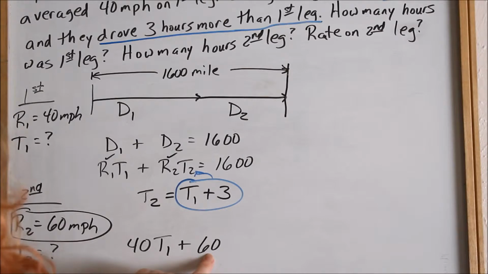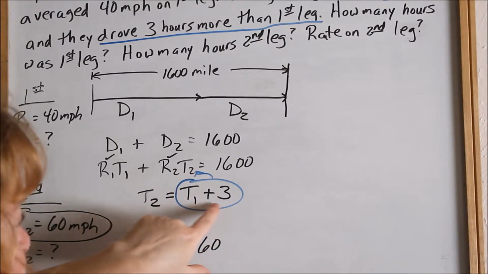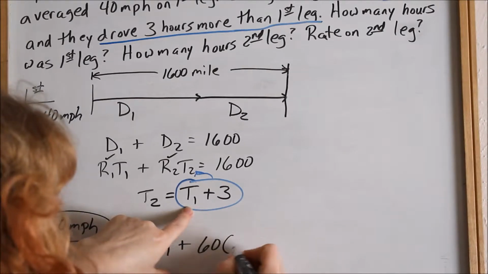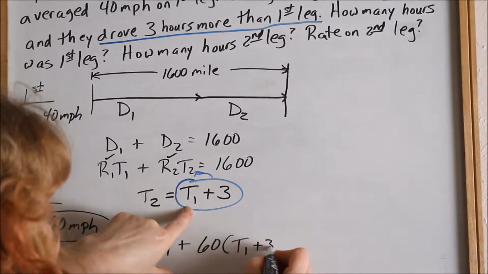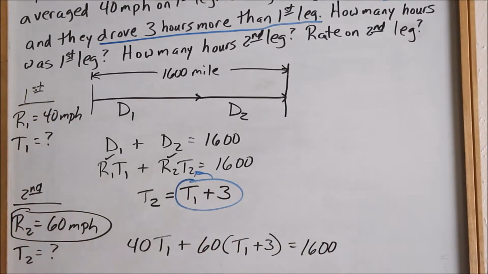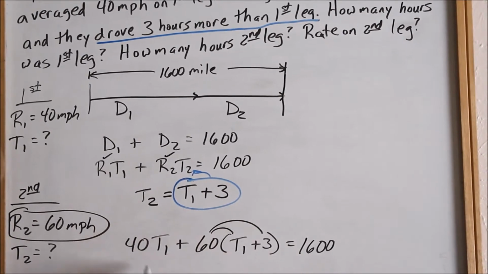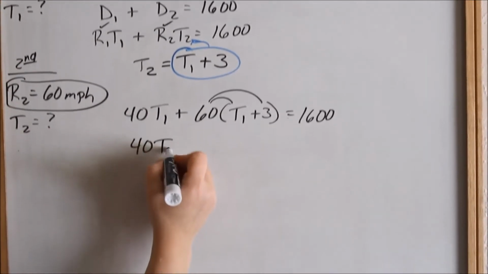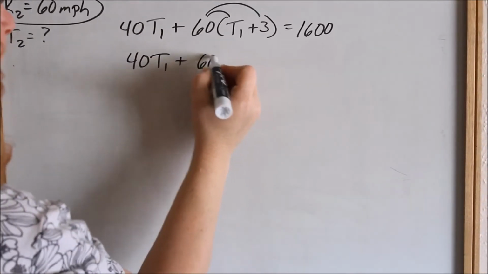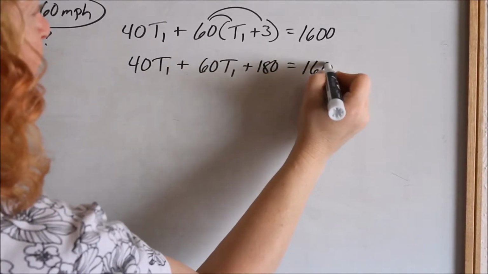So there's my rate for the second leg. So then for T2, I'm going to substitute this in right here. So T1 plus 3 equals 1600. Okay, now this just becomes algebra. I need to distribute that 60. So 40 T1 plus 60 T1 plus 180 equals 1600.